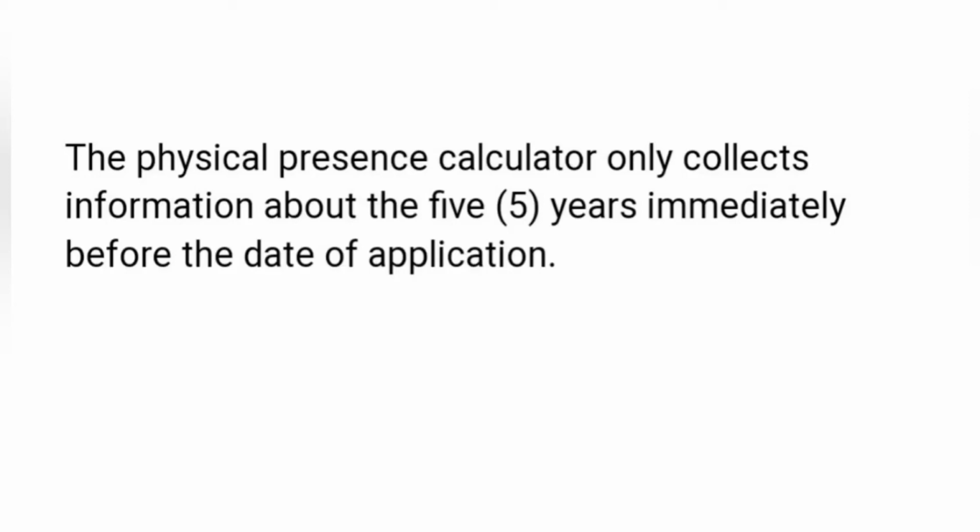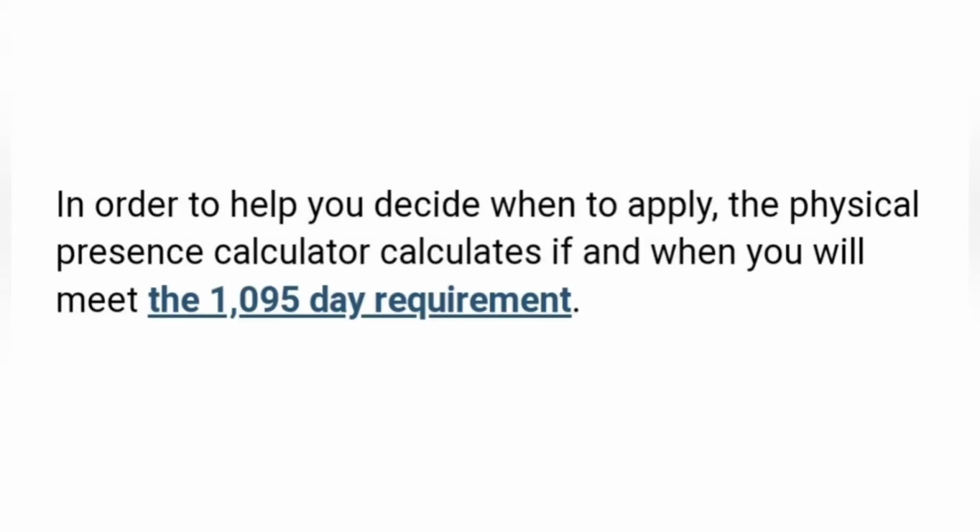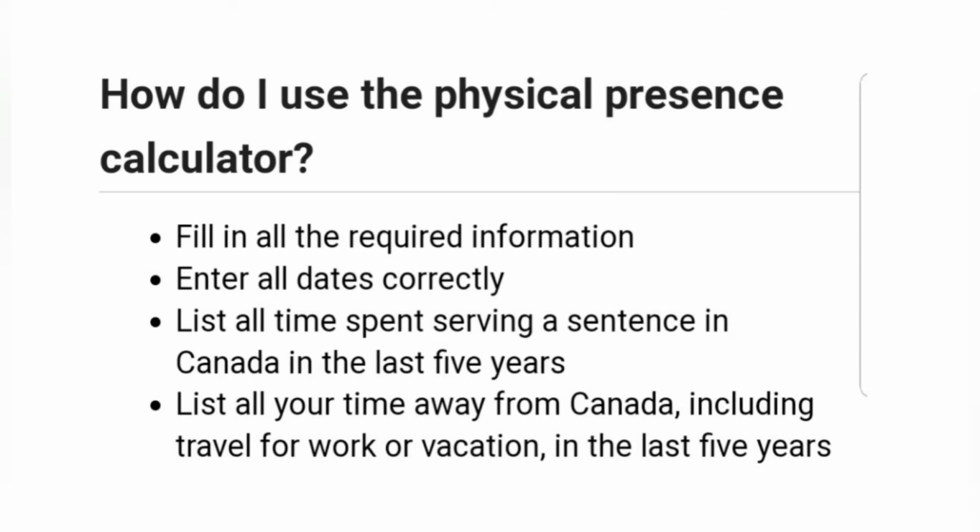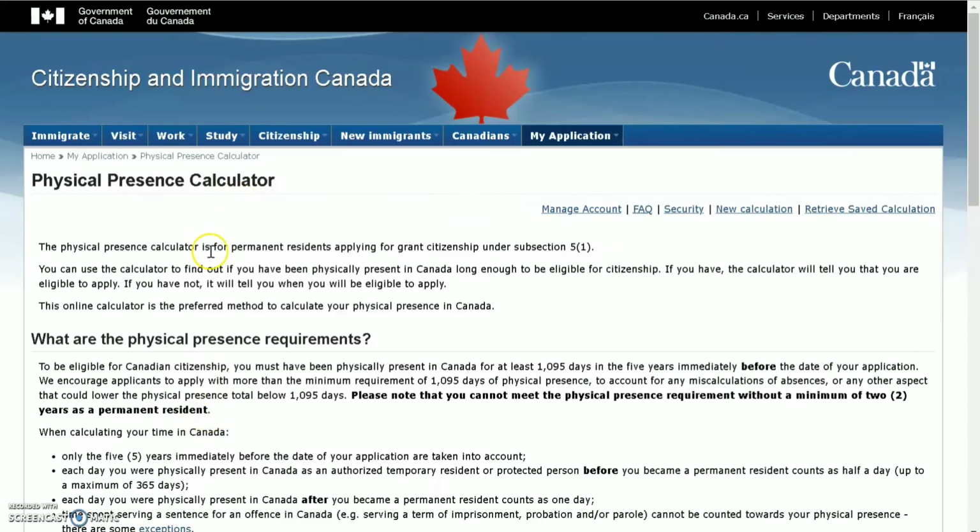The physical presence calculator only collects information about the 5 years immediately before the date of your application, and you need to meet at least the 1095 days requirement. And then you need to fill in all the required information, enter all the dates correctly, list all the time spent serving a sentence if you have, and list all the time you are away from Canada in the last 5 years. Okay, so let's start.